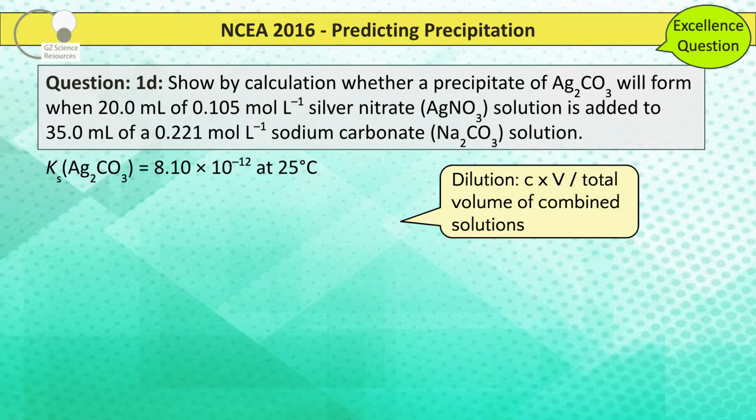So this one says, show by calculation whether a precipitate of silver carbonate will form when a certain volume and concentration of silver nitrate is added to a certain volume and concentration of sodium carbonate. So let's break that down. There's a lot of chemical words happening in this problem. So we've got two solutions we're mixing together, right? We've got silver nitrate, AgNO3, and sodium carbonate, Na2CO3. Cool. These are two ionic compounds.